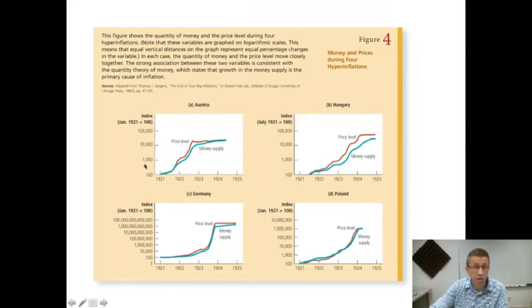And if you look here at the four different episodes of hyperinflation, all from the 1920s, you see that the rate of the money supply in blue tracks very closely the inflation rate in red. So not perfectly, but very, very closely. So Austria, Hungary, Germany, Poland all had hyperinflation episodes. All of them increased their money supply dramatically.